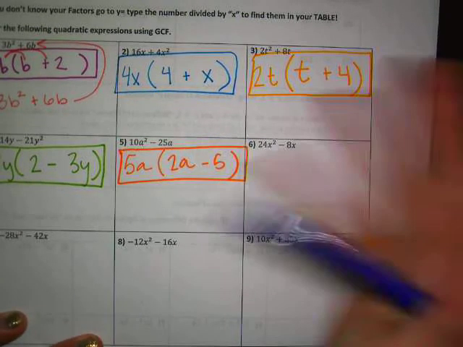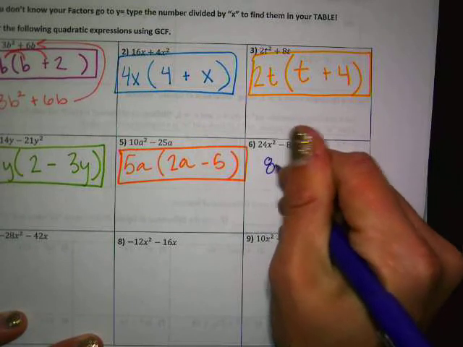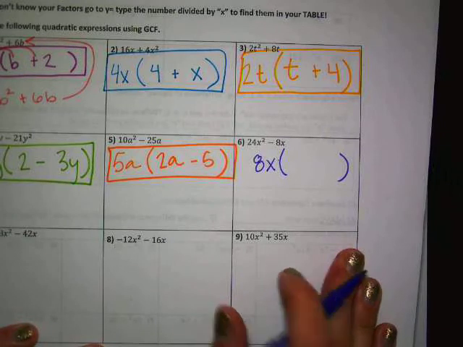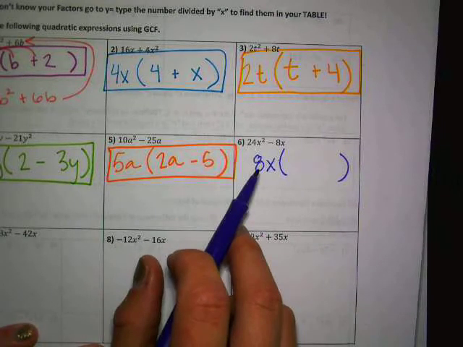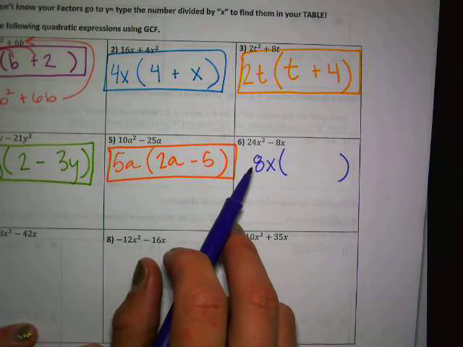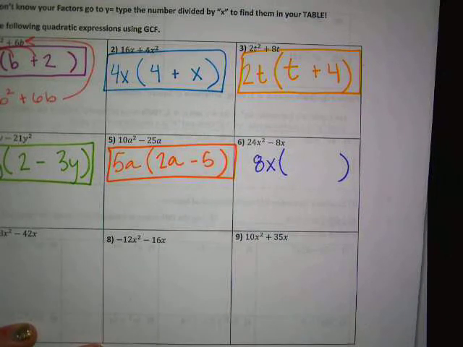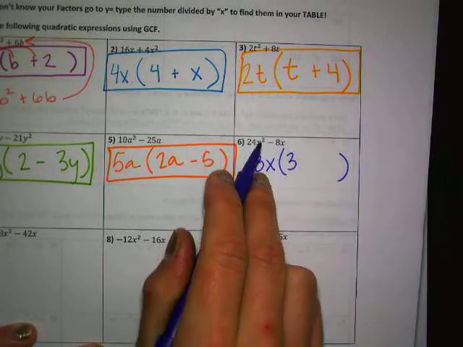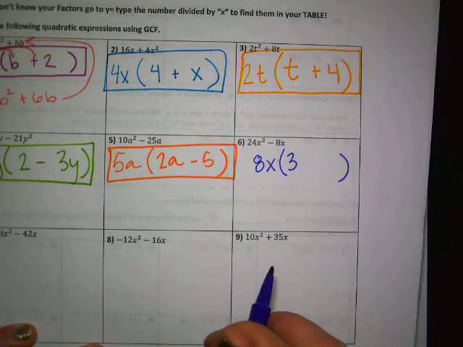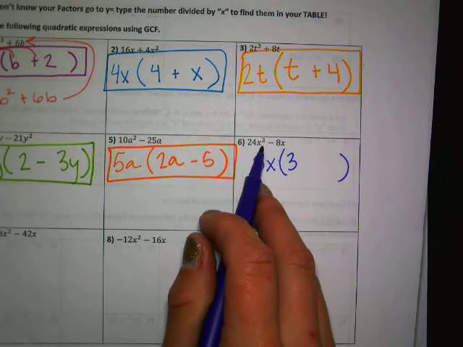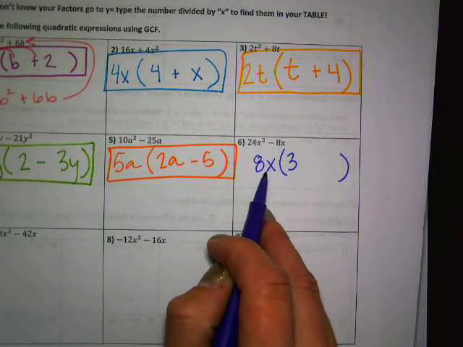Christian, number 6, what can you take out? An 8x. And Andrew, what are you left with on the inside? I do not know. Okay, here, I'll help you. What is 24 divided by 8? 3, okay. And I have an x squared, but I take an x out. So how many x's am I left with? Okay, so I have x squared, so that's 2 x's. But I'm taking one of them out. So I only have 1.